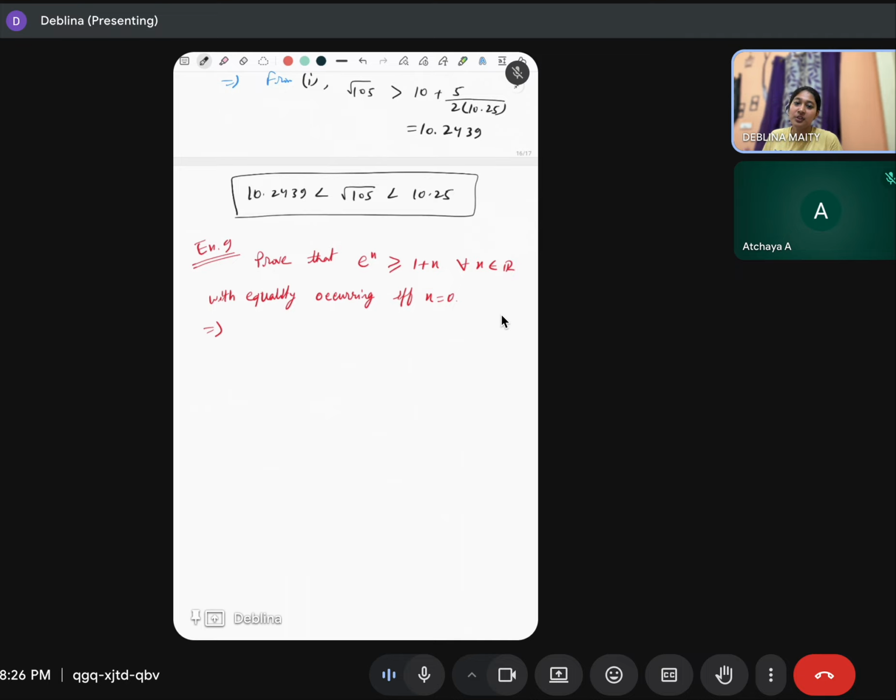Right. So again, here we will use the mean value theorem. This mean value theorem has many applications, right? So if x equals 0, then from this inequality we see that both sides are 1. Both sides are 1. So equality holds. If x equals 0, then equality in this (1) holds. Now let x be greater than 0.